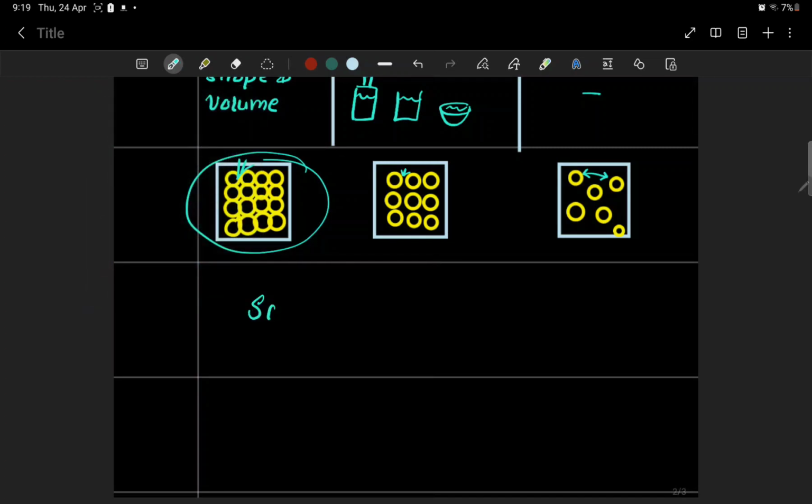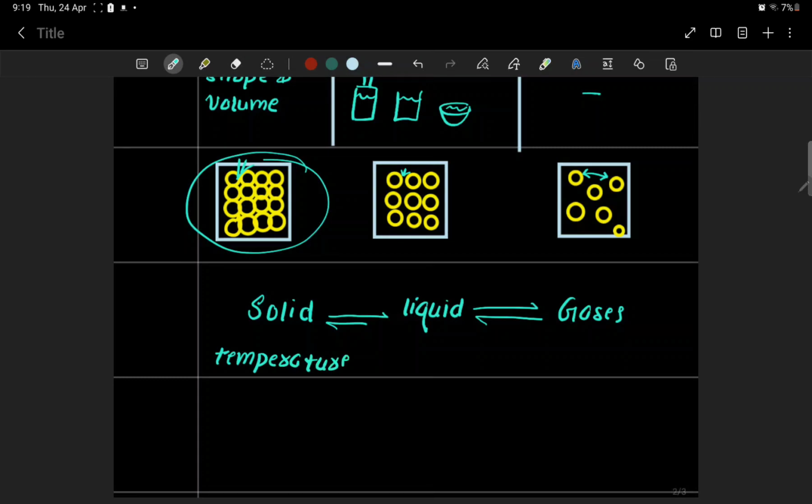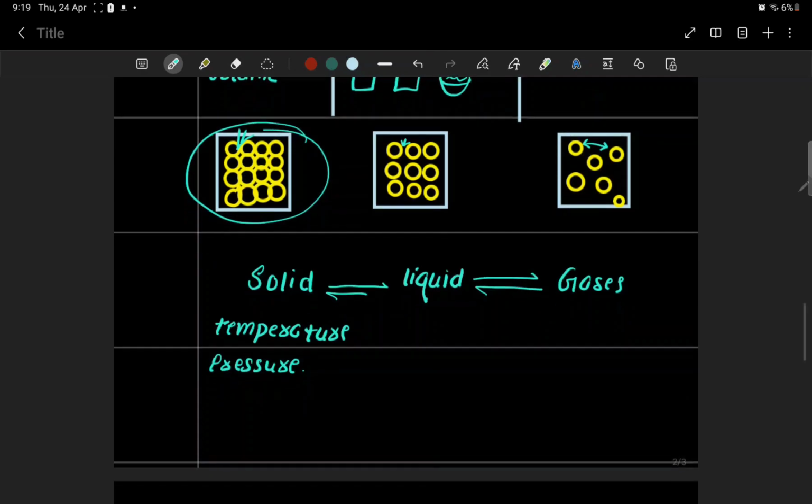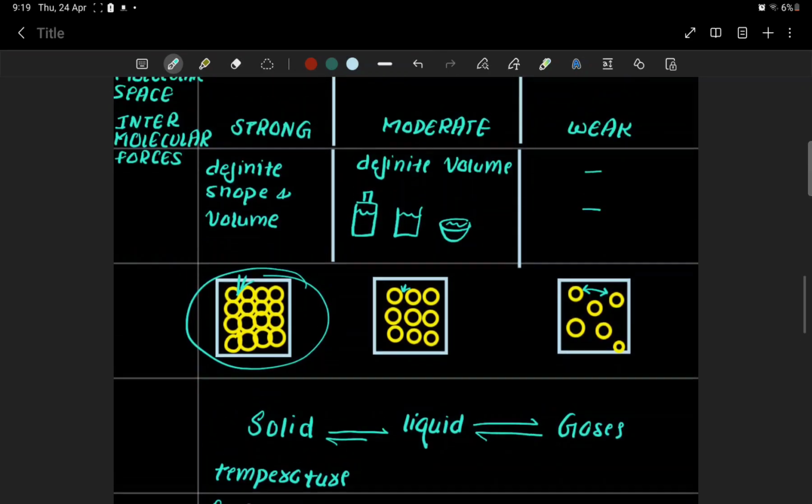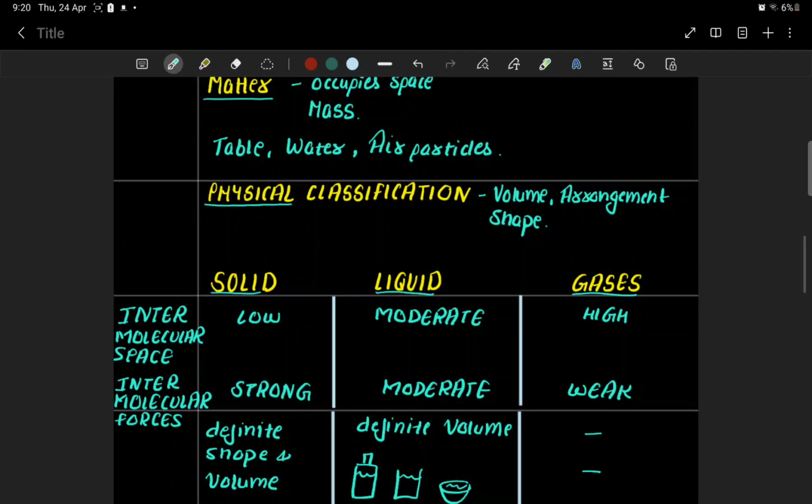Solid, liquid, and gases are interconvertible. When we change the temperature and pressure, one state of matter is converted into the other state of matter. So this is the physical classification of matter.